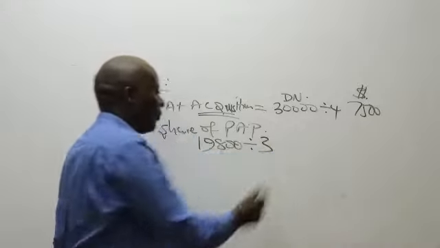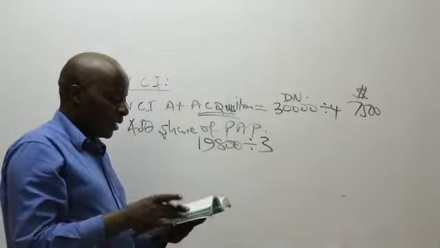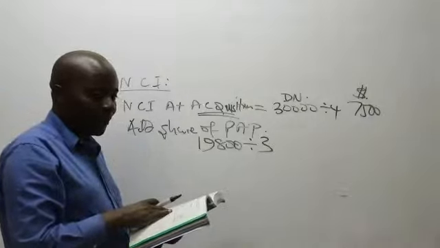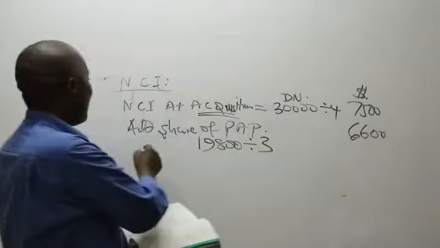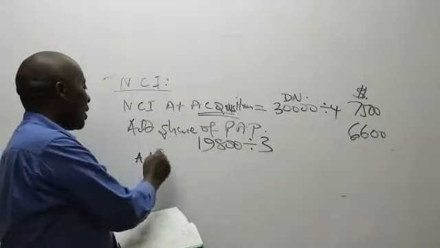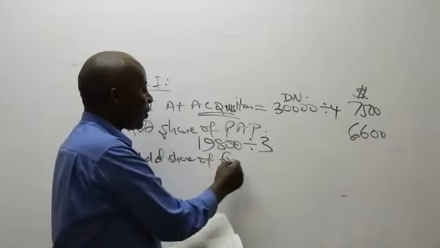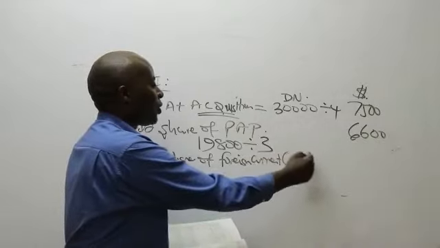Could you kindly give me a figure to write there? 6,600. Thank you very much. Now come here and add share of foreign currency, foreign currency for net assets.